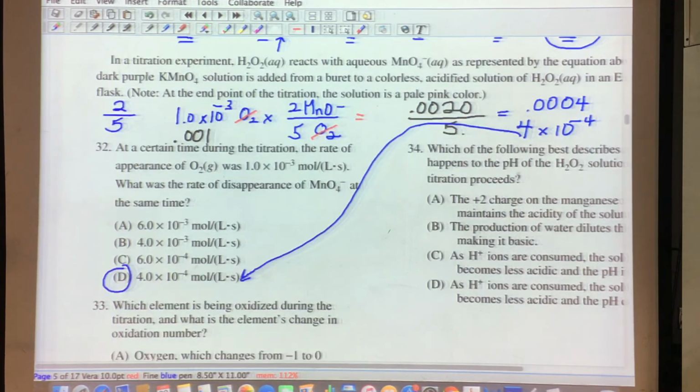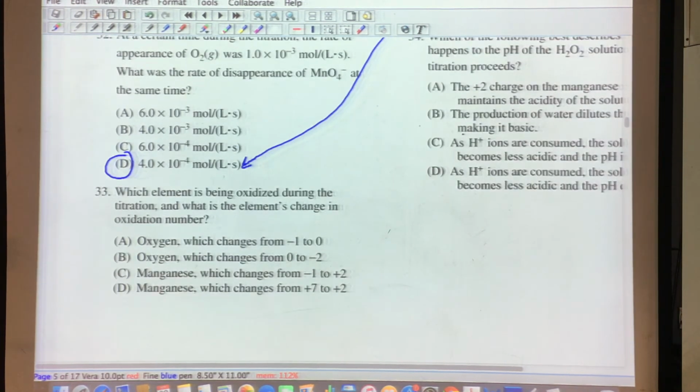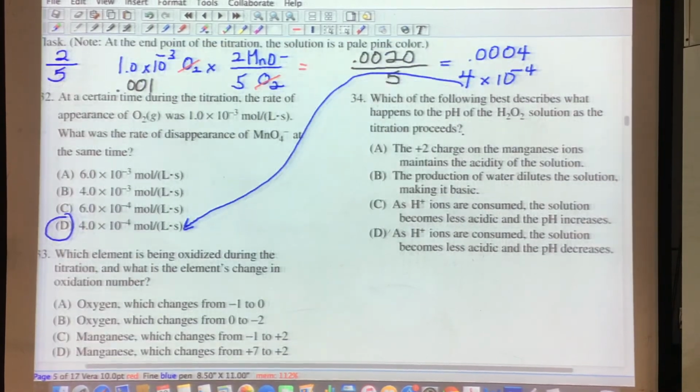Okay, 33. Which element is being oxidized during the titration? Now, what is oxidation?